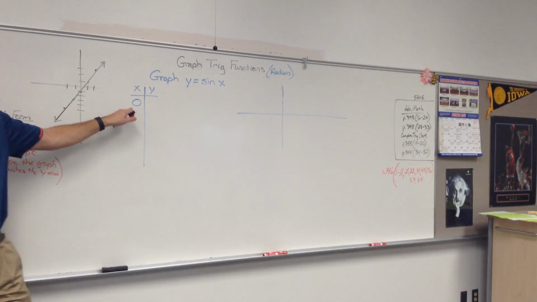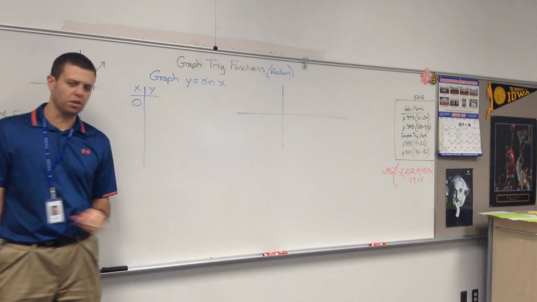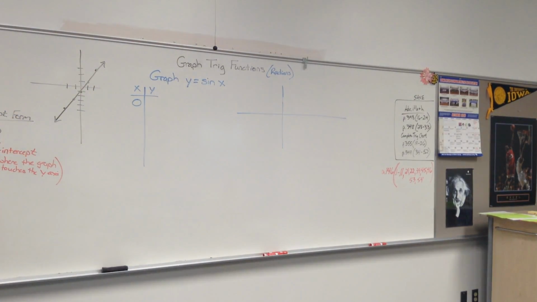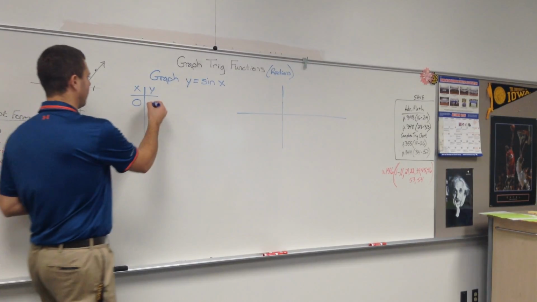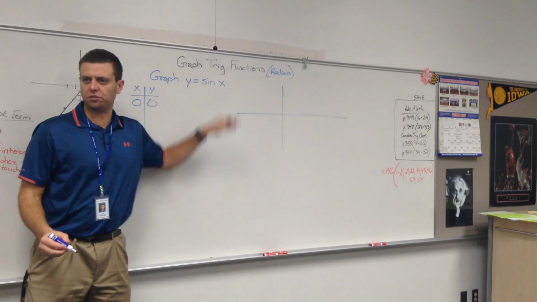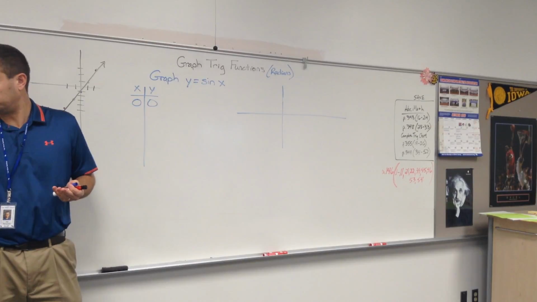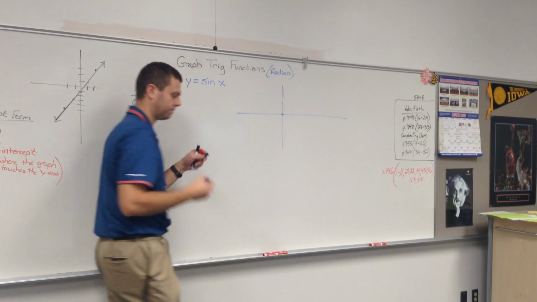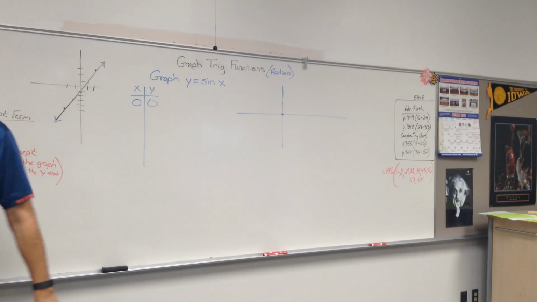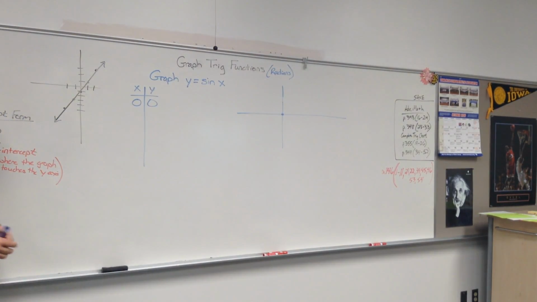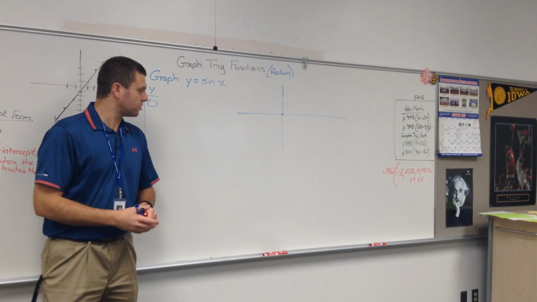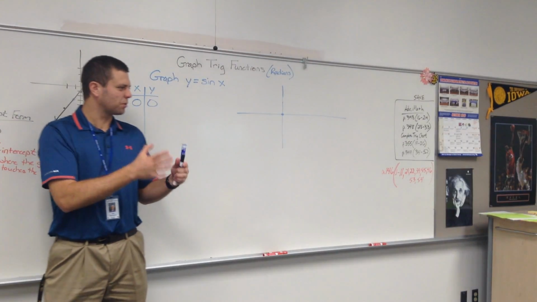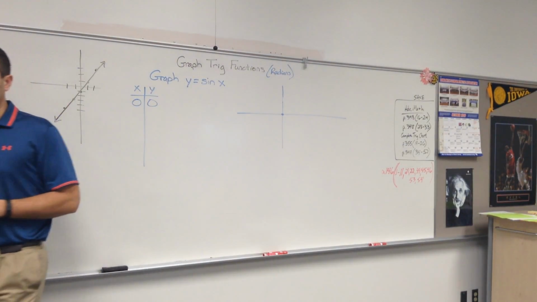If I plug in 0 for x, what do you get for y? 0. You guys know that from your time test, right? The sine of 0 degrees is 0. So there's our first coordinate, 0, 0. Now, I'm not going to write in some of these next ones here, but I'm going to go up by degrees because we haven't practiced radians too much yet.